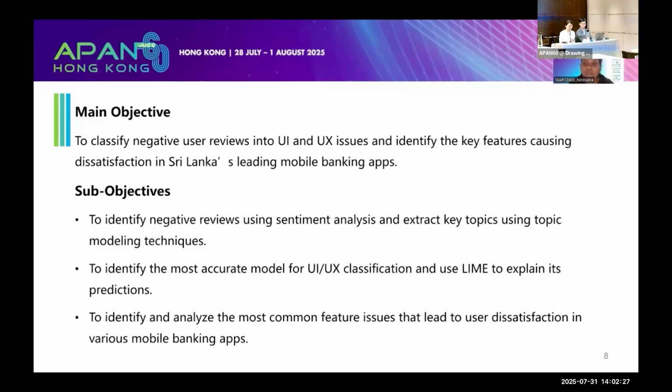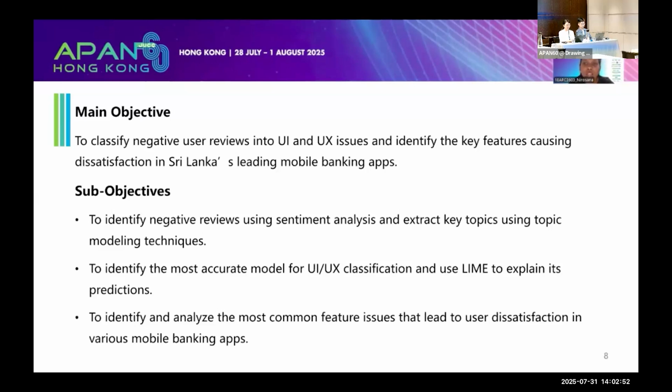The sub-objectives are, first, to detect negative reviews using sentiment analysis and uncover the hidden themes through topic modeling. Second, to identify the most accurate model for UI and UX classification and explain its decisions using LIME. And third, to analyze the most common feature issues across the different apps that lead to user dissatisfaction.